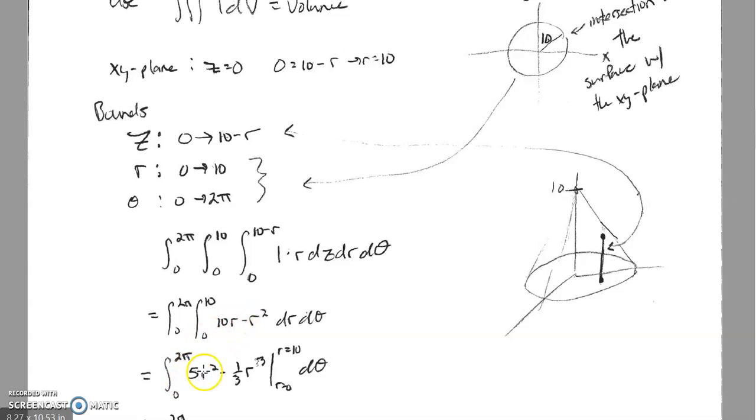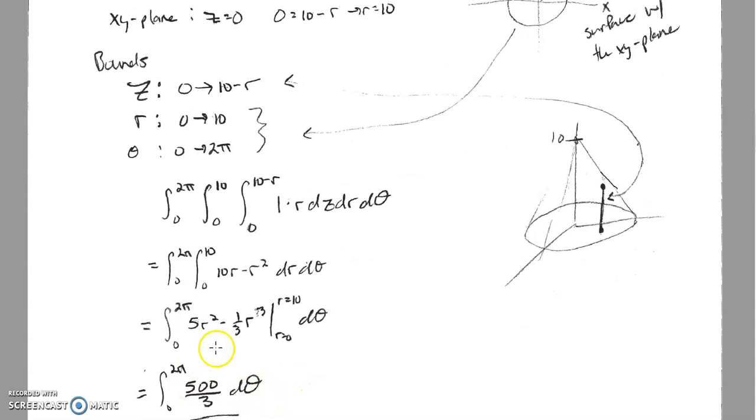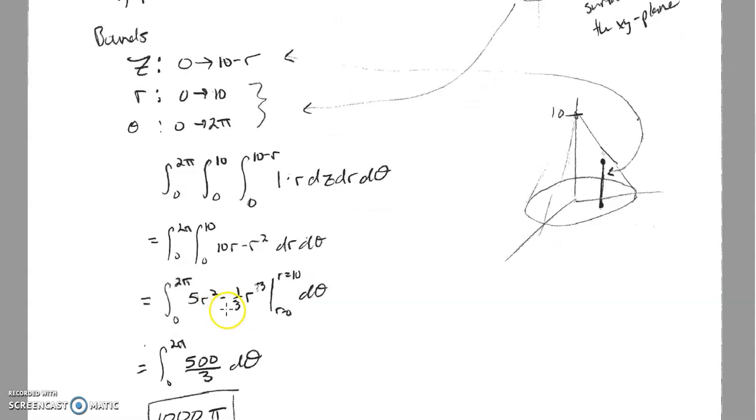This integrates to 5r squared, power rule. This integrates to minus 1/3 r cubed, more power rule. From there, I plug in r equals 0 to 10 and just do the math. That gave me 500 over 3. And now I have to integrate that from 0 to 2 pi.